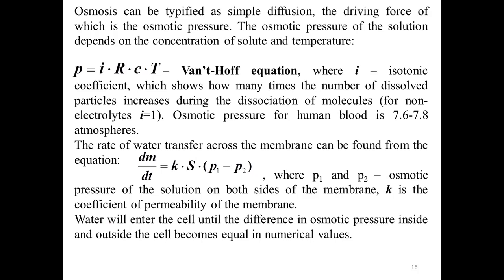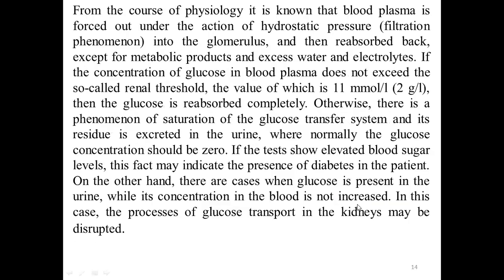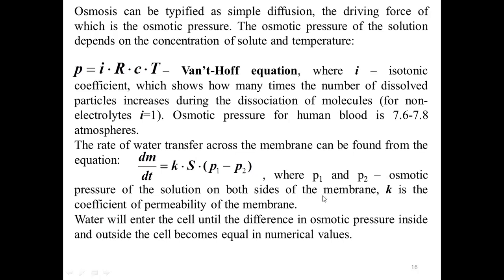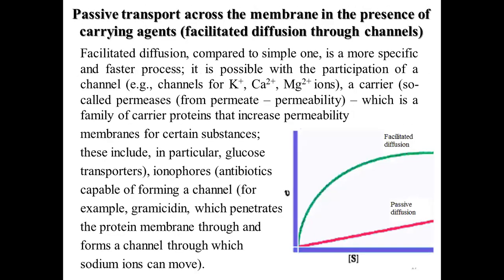The rate of water transfer across the membrane can be found from the equation, and here we have P1 and P2, the osmotic pressures of the solution on both sides of the membrane, and K represents the coefficient of permeability of the membrane. Water will enter the cell until the difference in osmotic pressure inside and outside the cell becomes equal in numerical values.